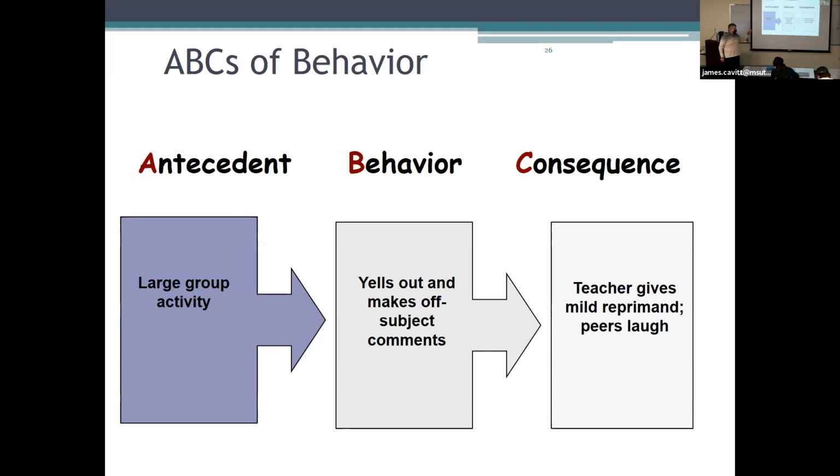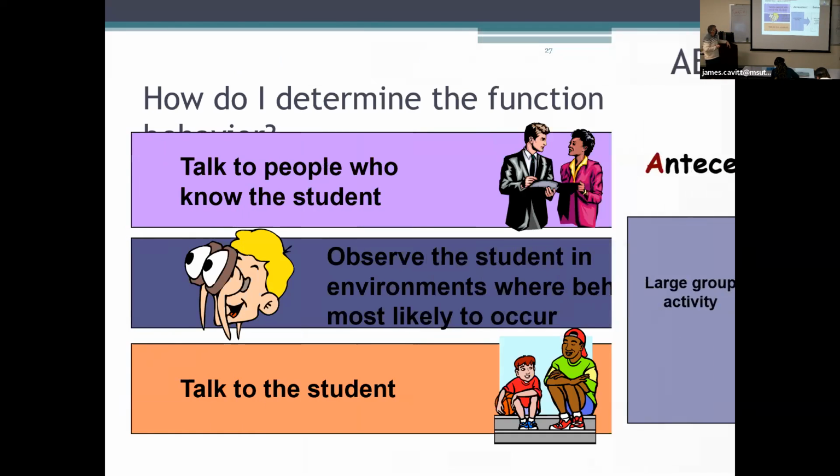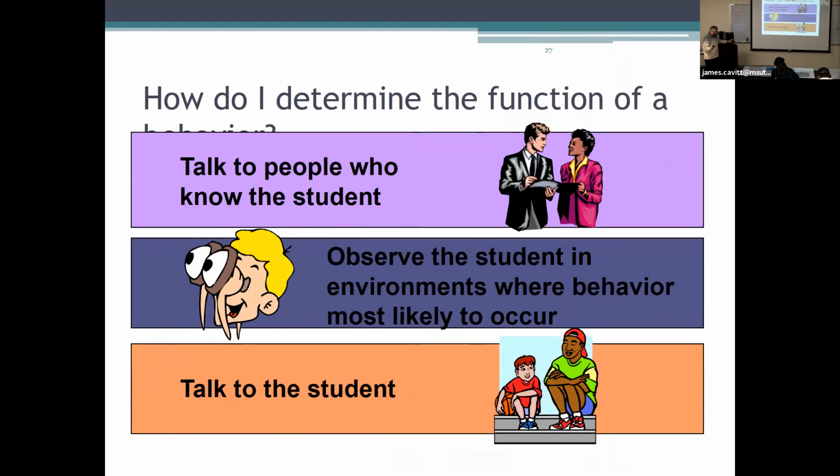You see it now? So we could change that antecedent to make it small group or one-on-one instead of large group. We could change the behavior, we could change the consequence, all different things. So that's how we look at the functions of behavior. Also, it's really important to talk to the kid, and to those who know this kid, to know what the functions of those behaviors could be.